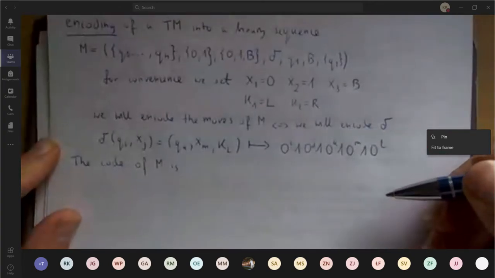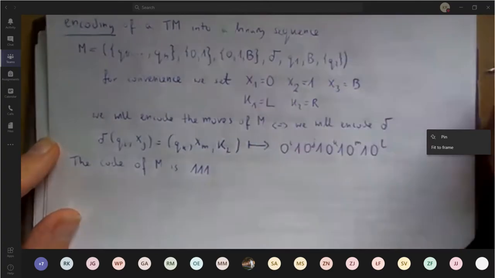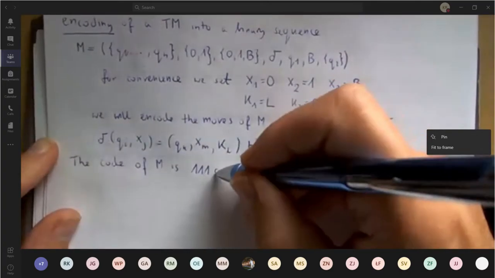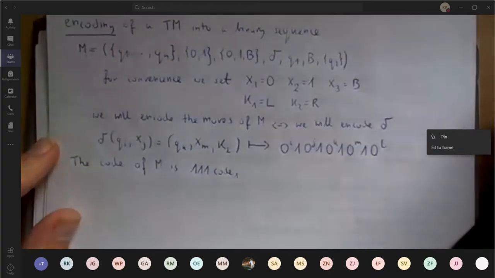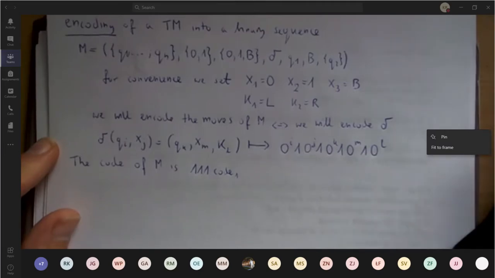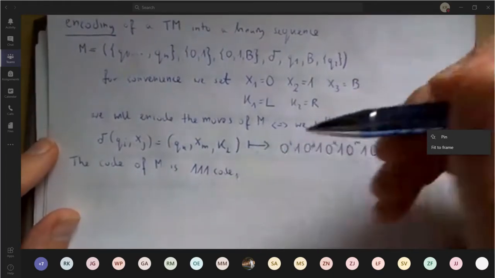The code of M is the following. We start with 3 ones. Then there is code 1. Code 1 is the code of the first move. We put all the moves of M in some order, any order, and this is the code of the first move in this order.